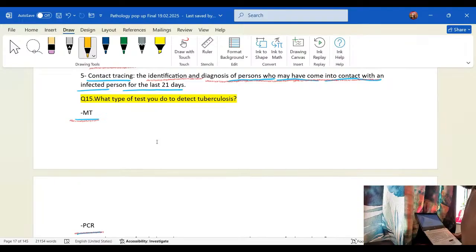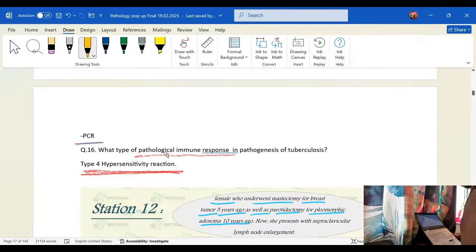What is the type of pathological immune response in the pathogenesis of tuberculosis? It is a type 4 hypersensitivity reaction.